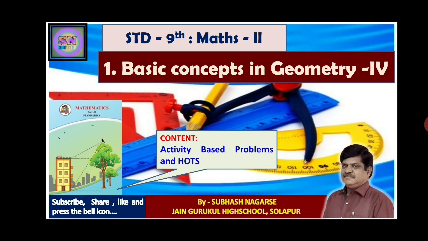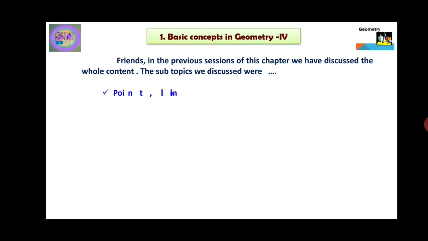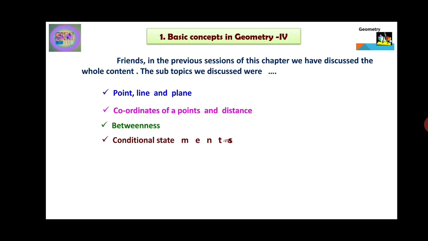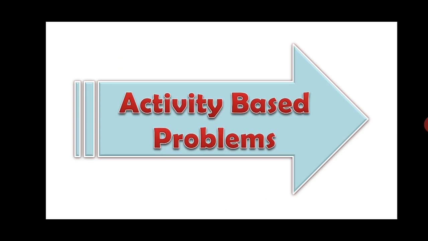The topic is Basic Concepts in Geometry Part 4. Today we are going to discuss activity-based problems and odds. Friends, in the previous sessions, Basic Concepts in Geometry Parts 1 to 3, we completed the whole topic. Whatever we discussed: points, line and plane, coordinates of points and distance, betweenness, conditional statements and converses, theorems and proof, and problems based on the respective subtopics. Today we will continue with the activity-based problems. So let us start.